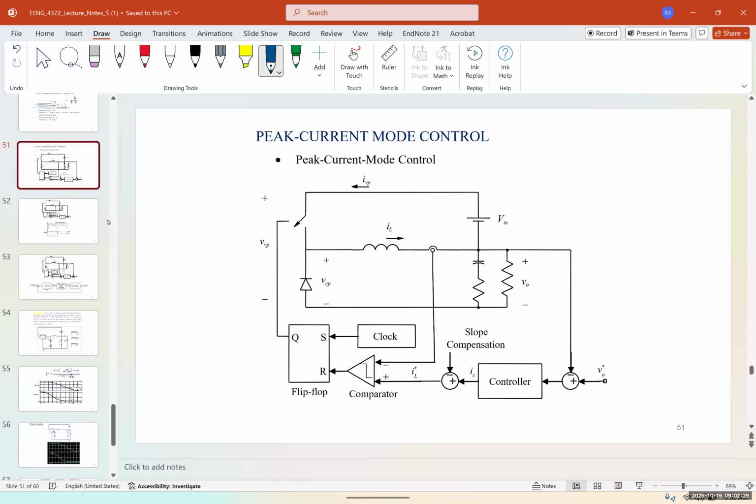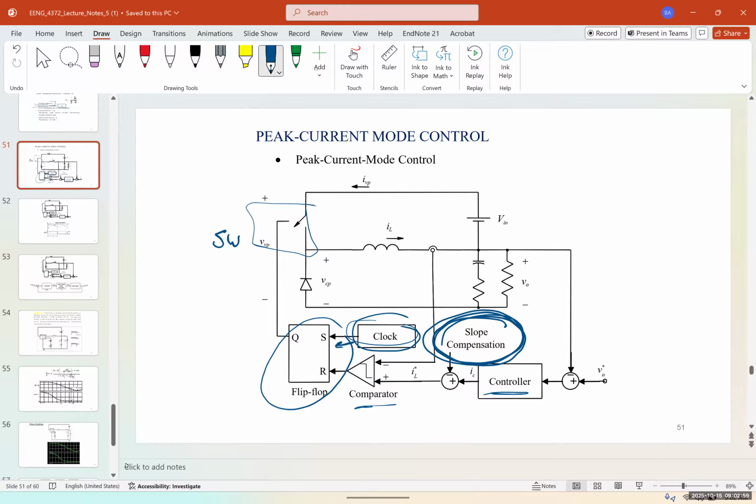The peak current mode control again looks like this. We have the clock given to the flip-flop. Again, this is a peak current mode control system, and we have the signal that controls the switching, SW. And again, feedback goes to a controller, the comparator, and we have the clock and the flip-flop. And also, we have the slope compensation for D's greater than 0.5.